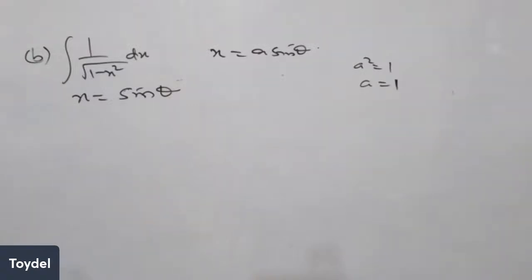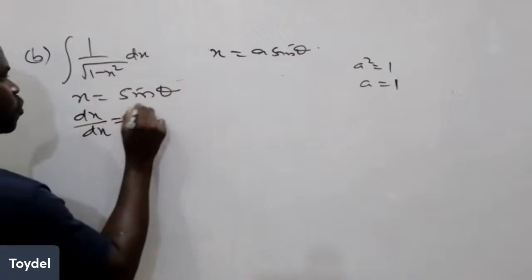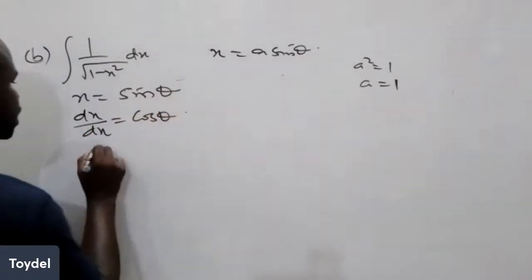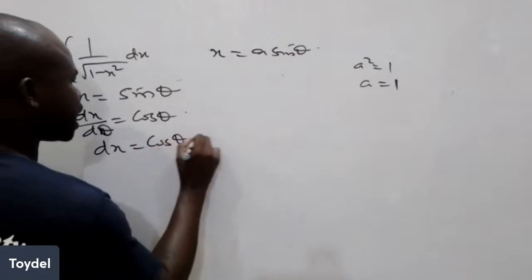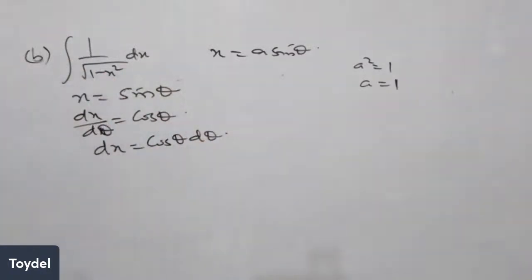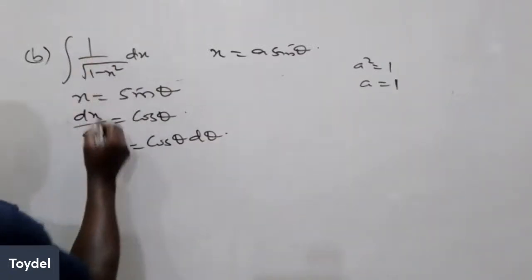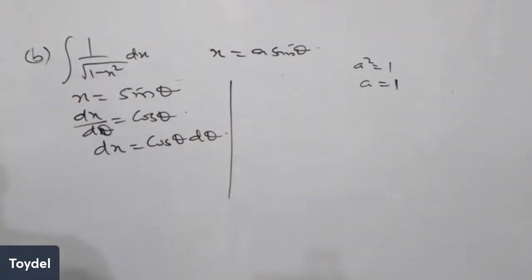So if x is equal to sine theta, then what is the implication? Of course, we can find dx. dx d theta will be equal to cos theta d theta. If you cross multiply, dx will now be equal to cos theta d theta. From here, we have gotten the value of dx. Then what about this? How do we express what we have here?